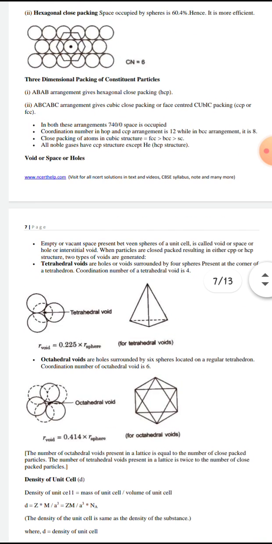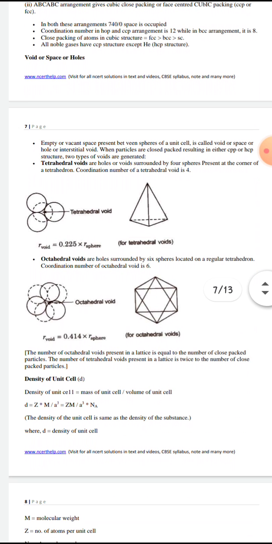And next is tetrahedral voids, the holes surrounded by four spheres present at the corners of a tetrahedron. The coordination number of a tetrahedral void is 4. So here 4, here 4, here also 4, like this.